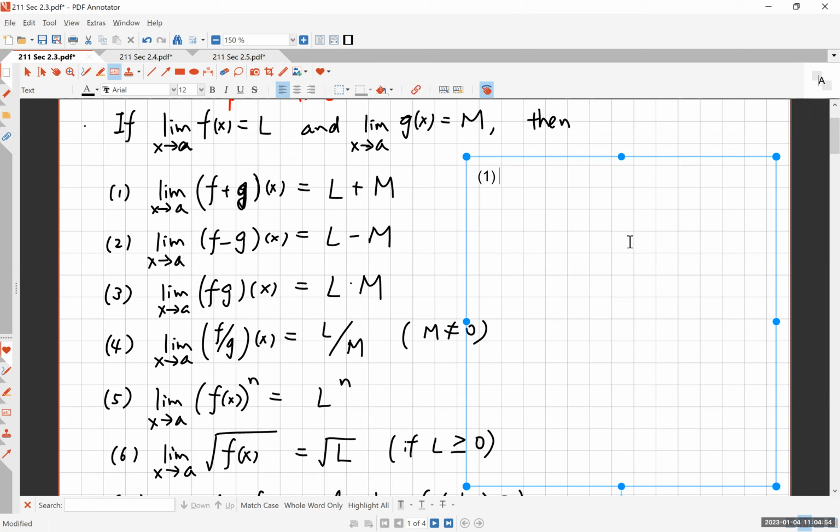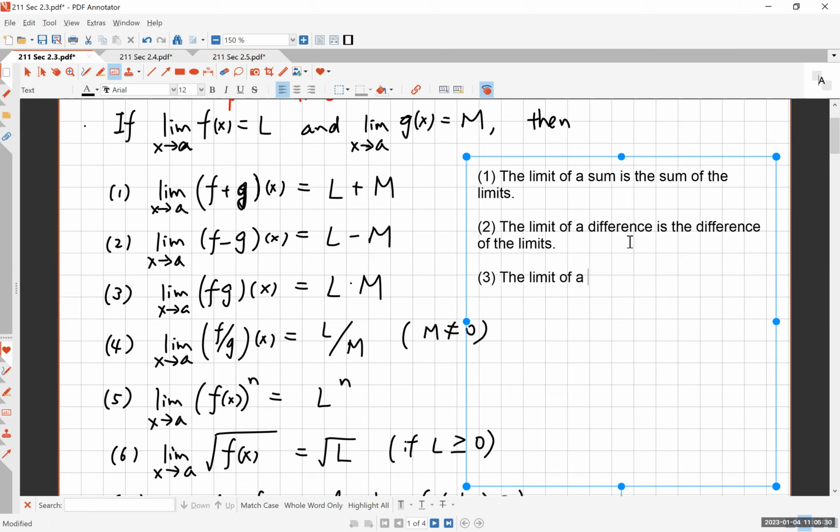So let's say, what does one say? Number 1 says that the limit of a sum is the sum of the limits. So the limit of a sum, that's the left-hand side, is the sum of the two limits, L plus M. And what does number 2 say? How do you translate number 2 into the English language? The limit of a difference is the difference of the limits. No problem here, right? How about the third? I guess you get the idea by now. The limit of a product, that's f g, is the product of the two limits, that's L times M.